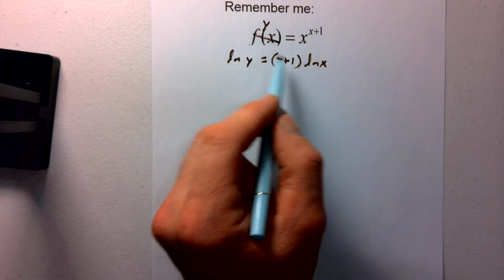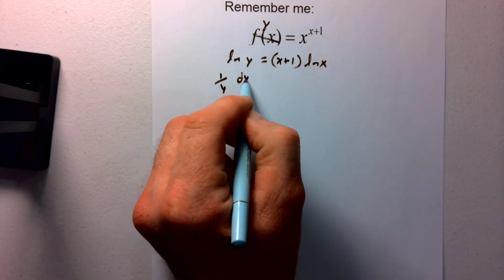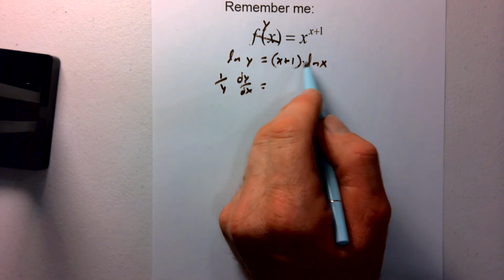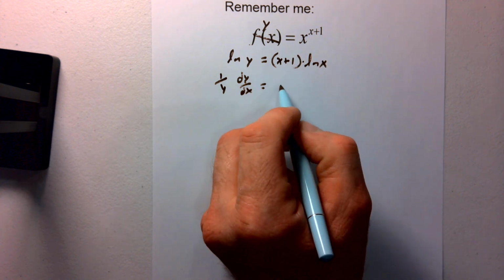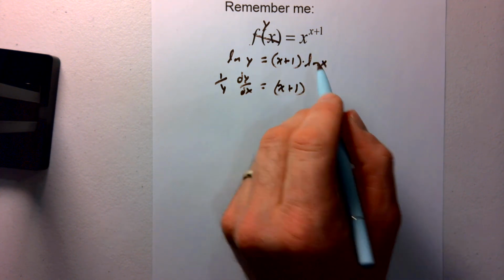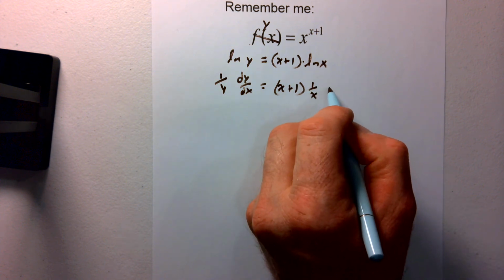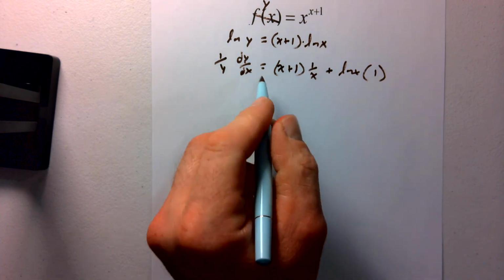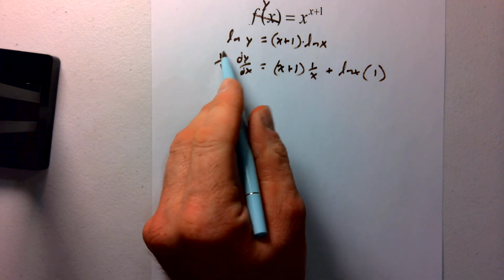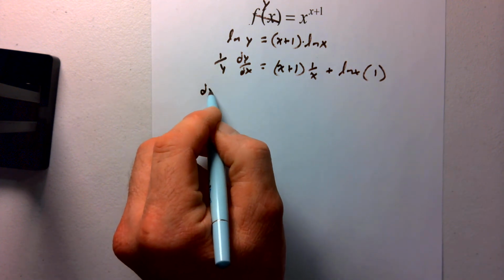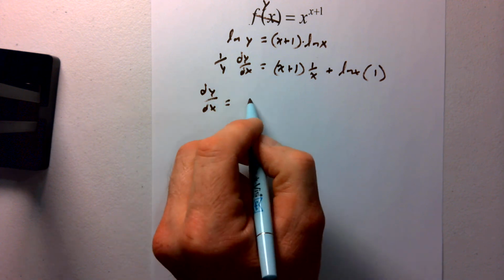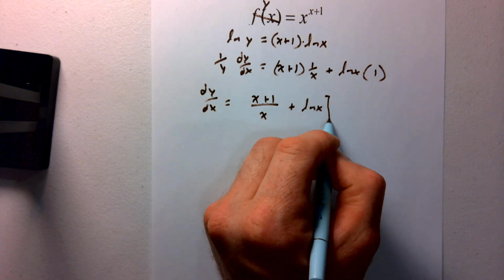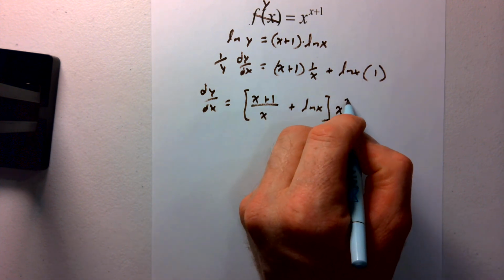Now I can go ahead and find the derivative of this. So I get 1 over y dy/dx equal to, I have a product rule since I have a variable in each part of two different things there. So I have x plus 1, derivative of natural log of x is 1 over x, and to that we're going to add the natural log of x times the derivative of x plus 1, which is 1. I can go ahead and multiply my y over, if you want. So we get dy/dx equals x plus 1 over x plus the natural log of x, and it's all going to be multiplied by that x to the x plus 1.